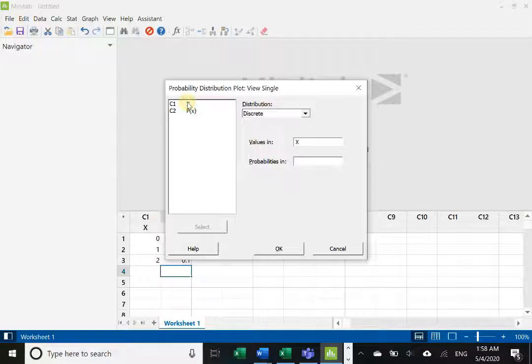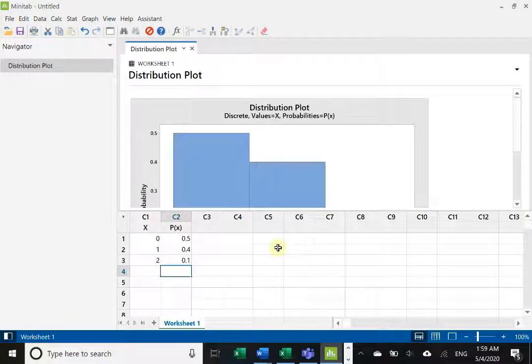So double click. The probabilities are in here, so I can double click or just go probability and select, however you do it. You see that? Let me backspace, double click, it imports it into that field. Now Minitab knows where the values are in and where the probabilities are, and hit OK. And there you go. And this is the distribution plot.